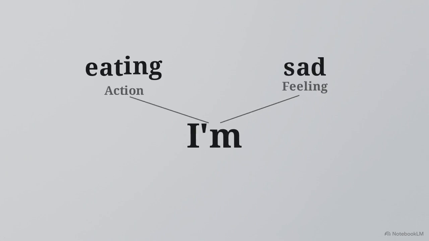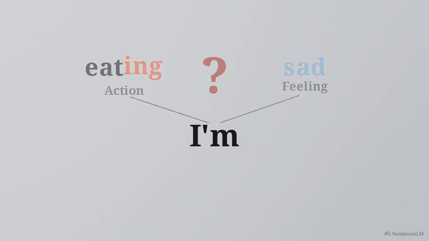Look at these two sentences. I'm eating and I'm sad. Both start with the same word, but have different endings. One uses ing, the other a description. Even though endings differ, I'm is just a shorter way of saying I am.